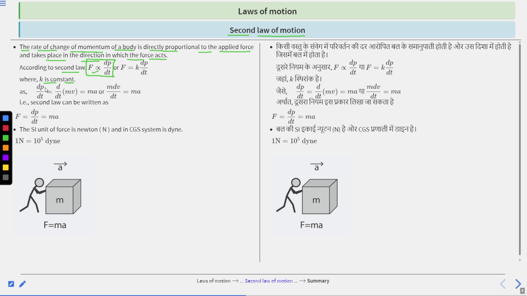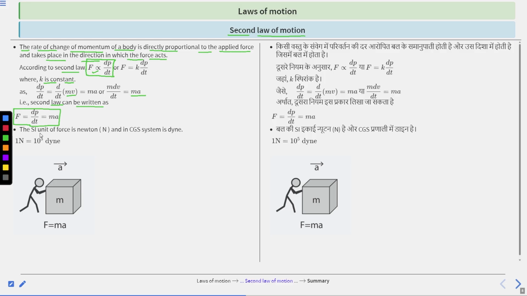What is p? p is mass into velocity, the momentum. After taking the derivative of this term, you get m dv divided by dt, which becomes ma. So F equal to ma, and that is the second law of motion. It can be written as F equal to dp upon dt equal to ma.